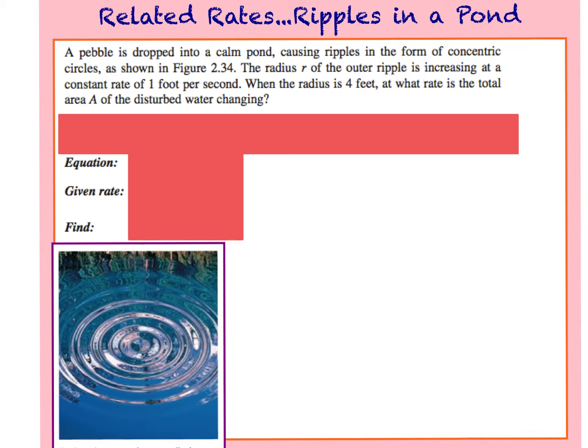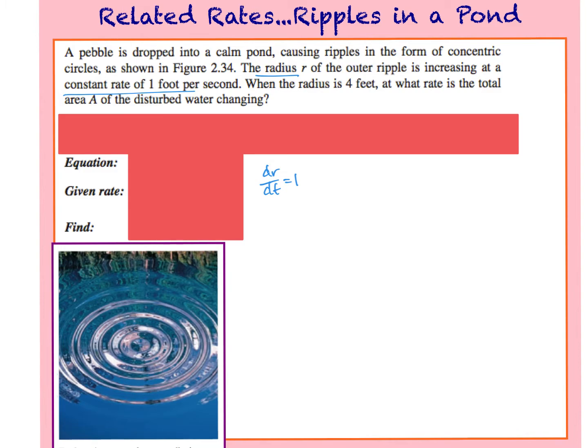The radius of the outer ripple is increasing at a constant rate of 1 foot per second. So what did that just give me? The radius is changing at a rate of that. So what does that mean? Does that give me r equals 1? No. What does that give me? dr dt is equal to 1. All right? The rate at which my radius is changing is 1. So that is a derivative. That is dr dt equals 1.